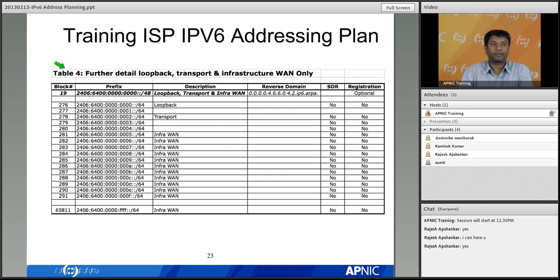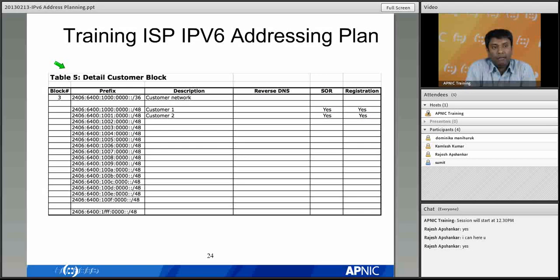Okay. Now we'll see the further detail of the loopback. As you can see from the /48, which is block 19, we can create a number of /64, and from there we cater the first /64 for the loopback, and then the third one for the transport, because the growth option is either in the loopback or in the transport. Then we use a number of blocks for the infrastructure point-to-point link, right? So this is how we can grow into the infrastructure.